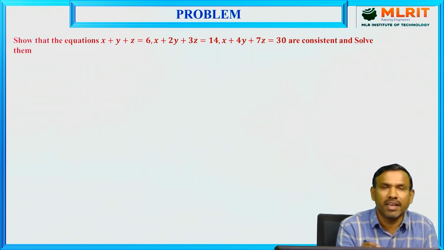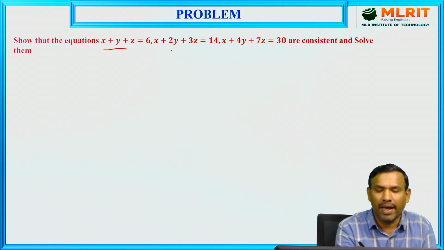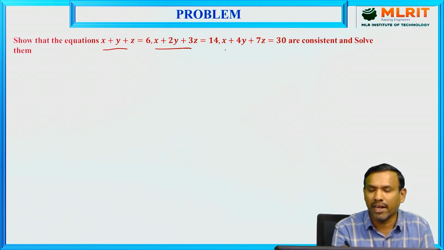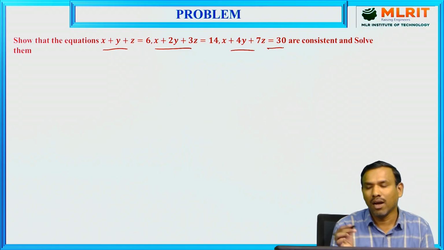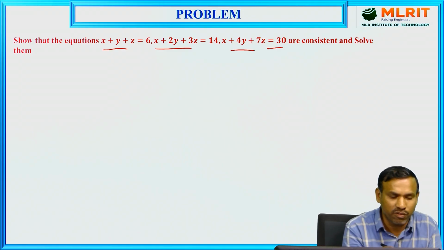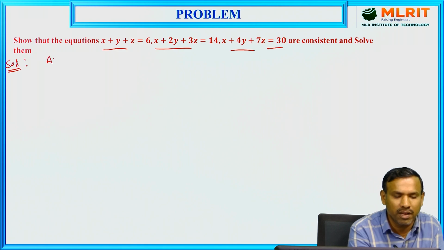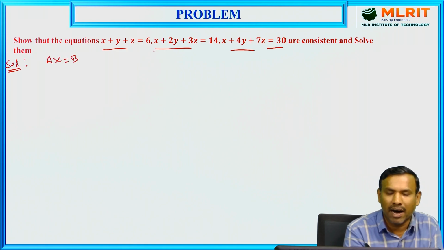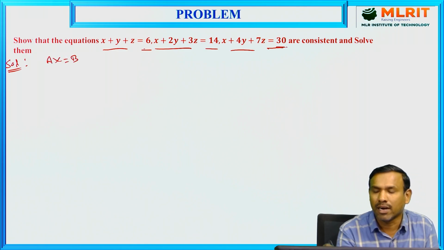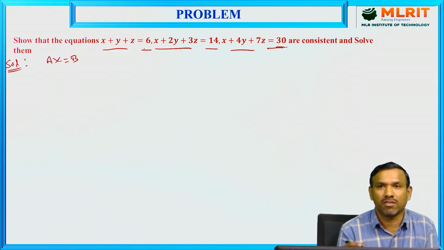Show that the equations x plus y plus z is equal to 6, x plus 2y plus 3z is equal to 14, x plus 4y plus 7z is equal to 30 are consistent and have at least one solution, and solve them. Let us solve this equation. The given system in matrix form. This is a non-homogeneous system, very clear. The RHS part is there, 14, 30. So clearly it is a non-homogeneous system, right?